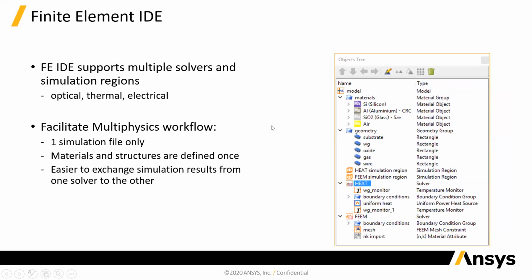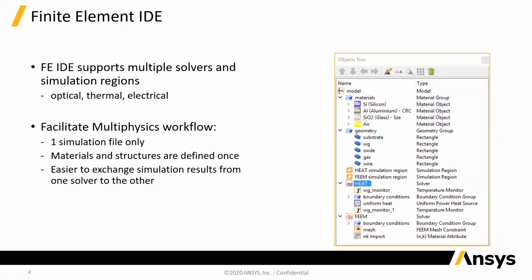So this is how the IDE looks like. Here we can look at the objects tree, and you see that it's very similar to what we saw in FDTD. There are a few differences. For example, you have the materials defined in the object tree, and the geometry is same as before, like you use different primitives to build your complex geometry.